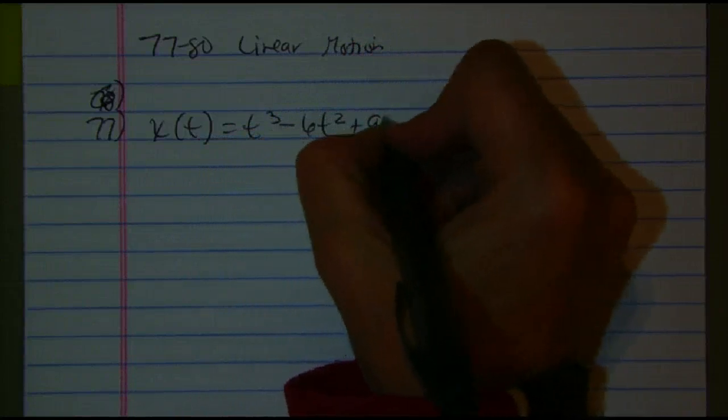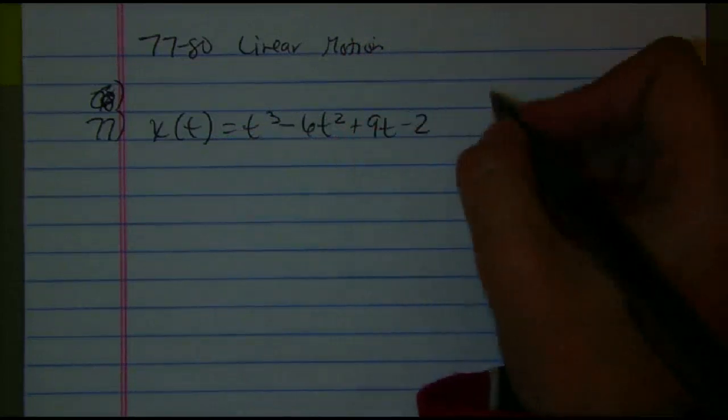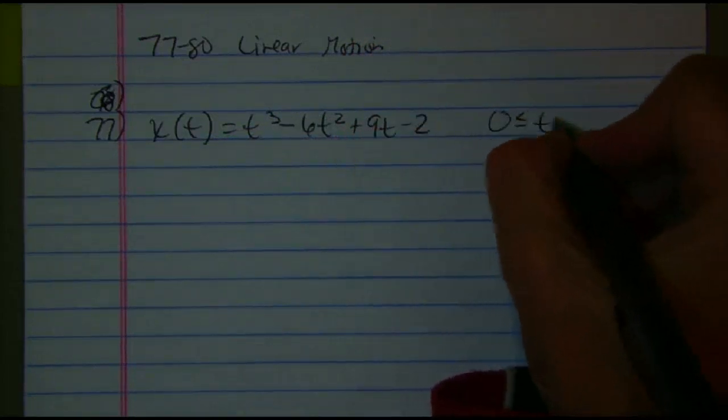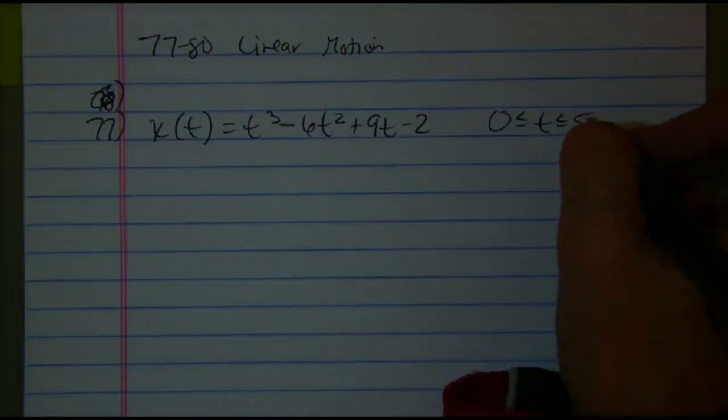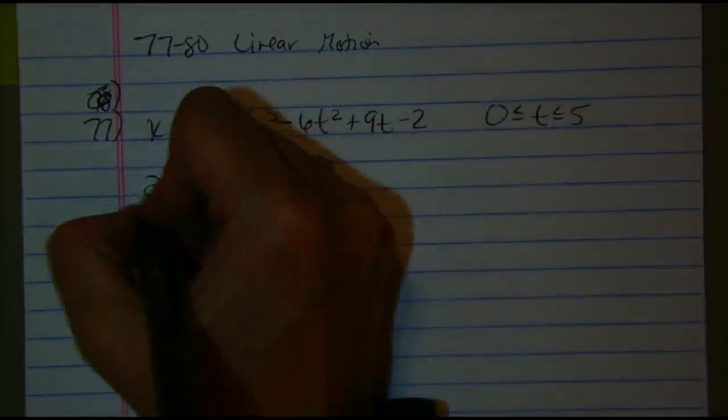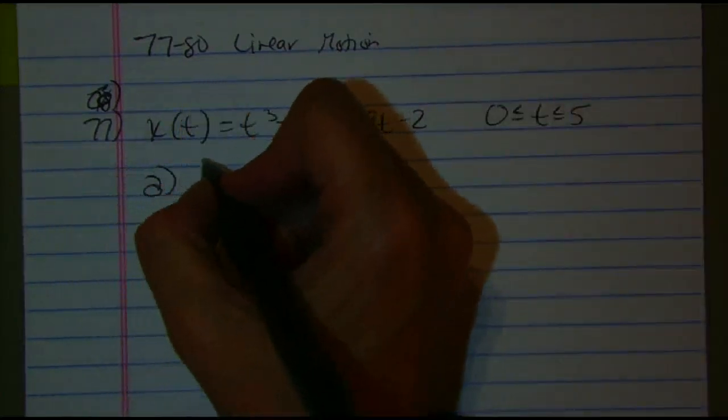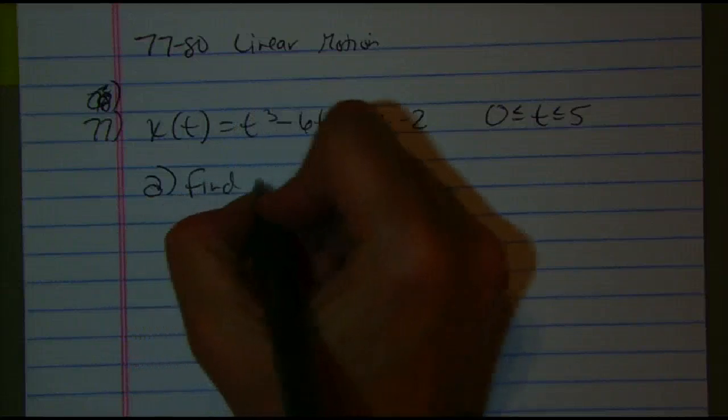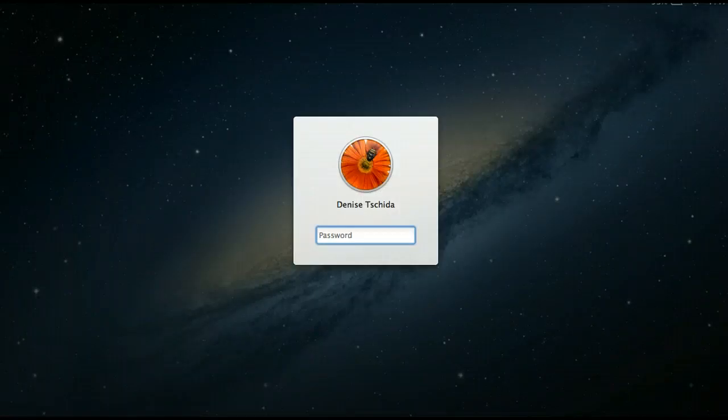77. You are given the position equation. And that time is from 0 up until 5 seconds, including 5 seconds. Part A is find the velocity and the acceleration. So we know how to do that.